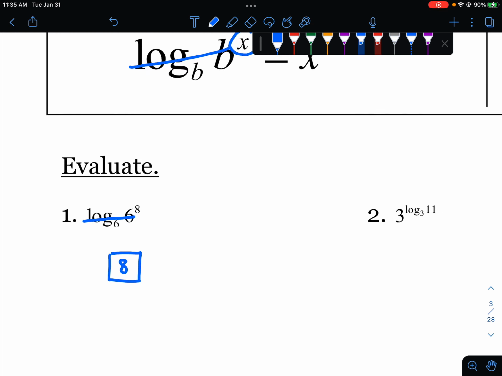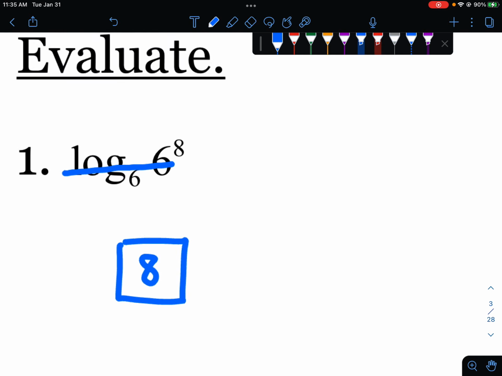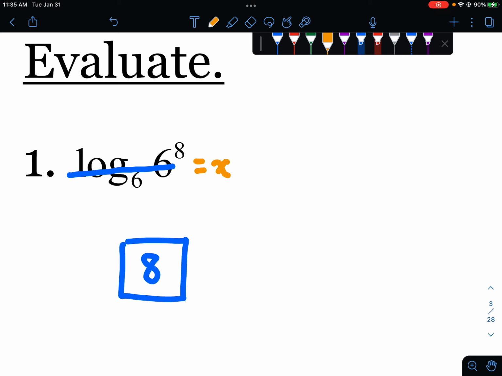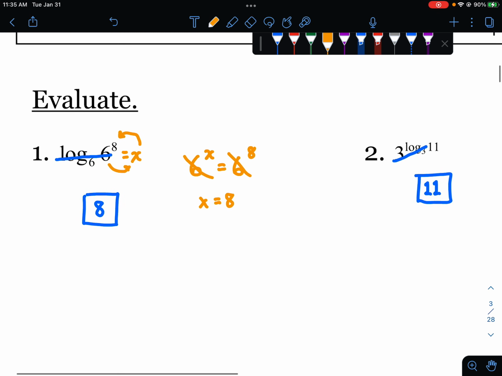Okay, this 3 to the log base 3, that 3 cancels out the log 3, so this would just be 11. Now that seems like a bit of magic, but what's really going on behind the scenes here is, if I change this to x and I circle up, so you can always circle up to reinterpret, I would have 6 to the x power equals 6 to the 8th power. Well, what would make those two equal? x would have to be equal to 8. So you can always circle up to reinterpret those things, but it's easy to think of them as just the base cancels out the log or the log cancels out the base.